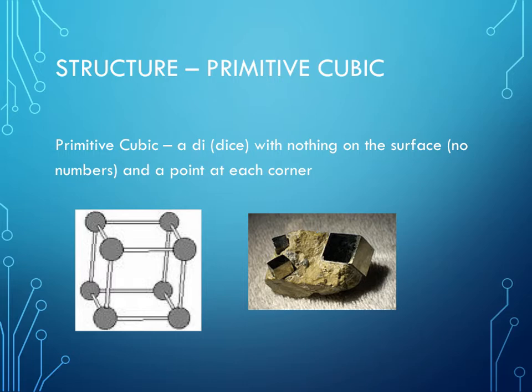So the first one is called primitive cubic, and you can see in this particular image that it looks just like the face of a die. It has six sides. It has squares connected in all the different directions. You would have an element at each corner, and they'd be ions, and there would be bonding going on there.